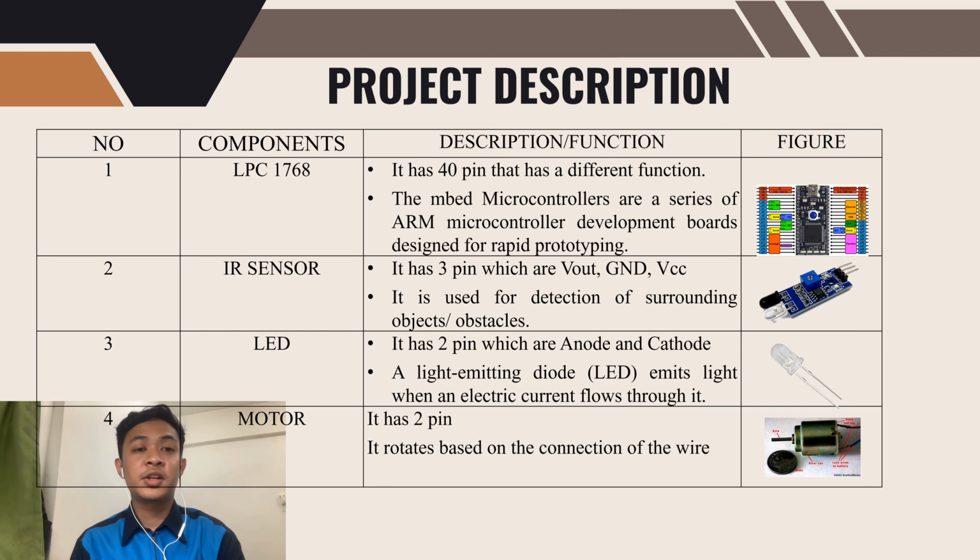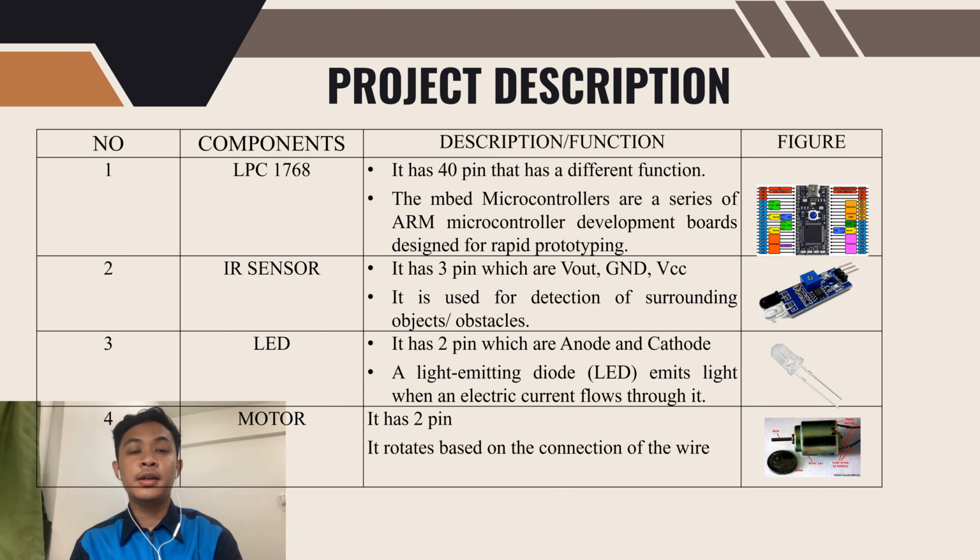Next is the project description. We have listed the components that we have used and their functions. Also, we have included the component figures. So, the first component is the LPC1768. It has 40 pins that have different functions. The embedded microcontrollers are a series of ARM microcontroller development boards designed for rapid prototyping.